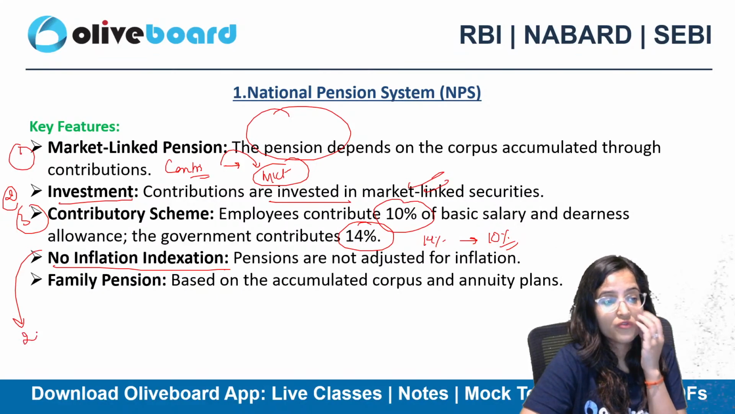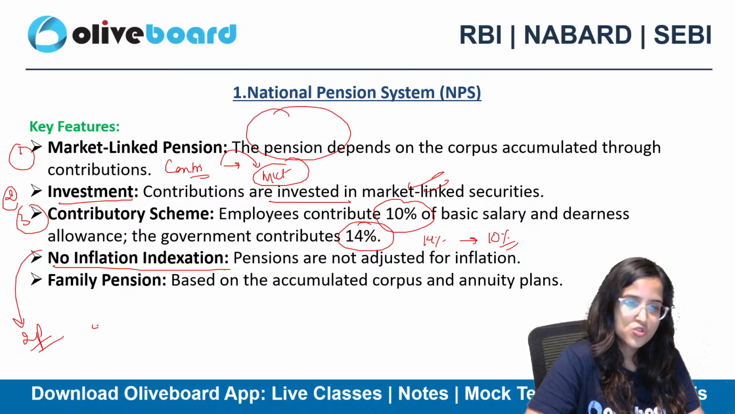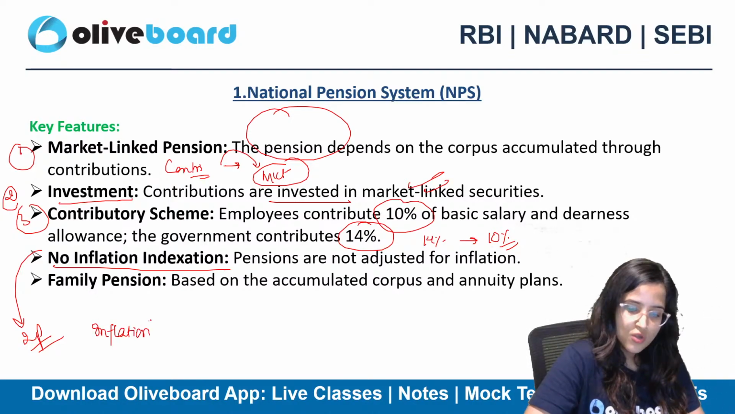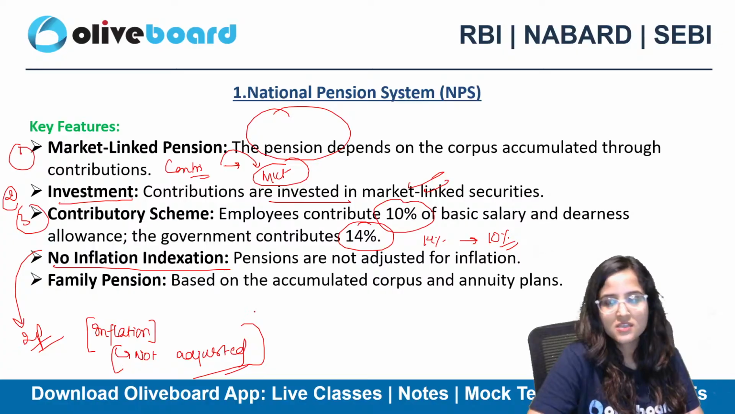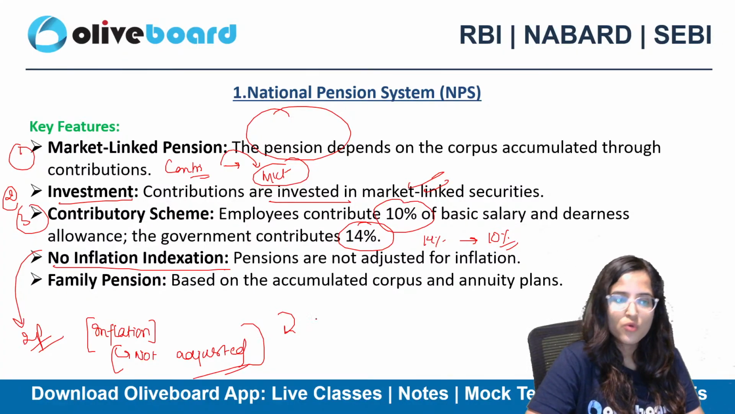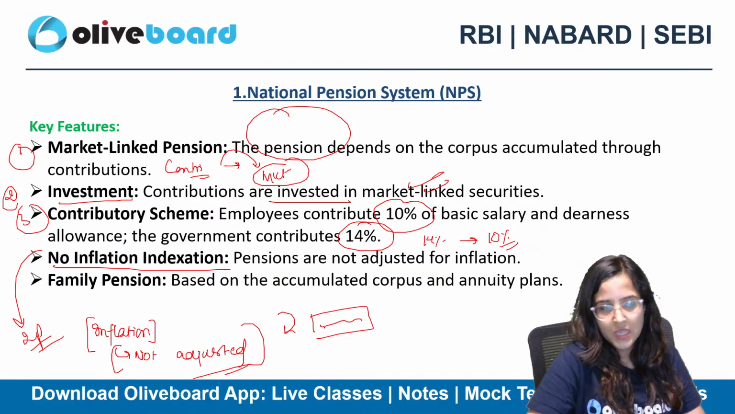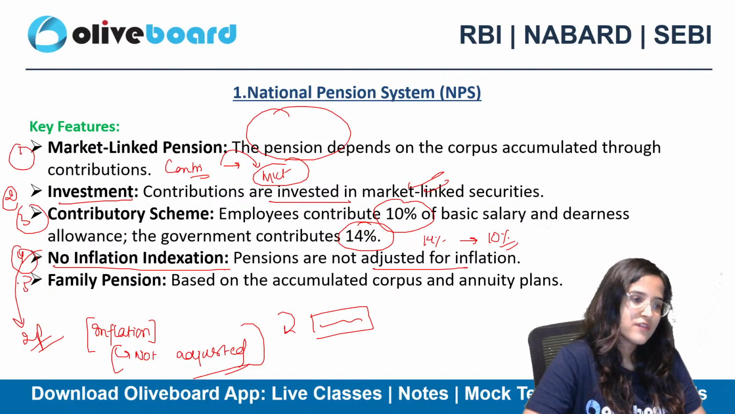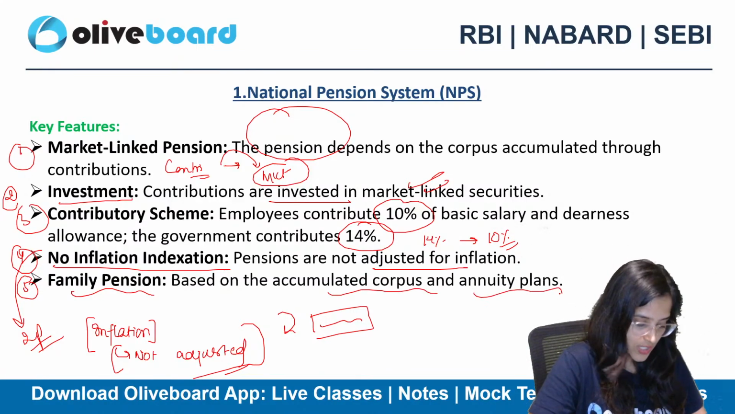Fine. There is no inflation indexation. Very, very important that you have to remember. That means whatever money you are earning, whatever money you are investing, there is no adjustment for inflation. So inflation is not adjusted. That means if the level of prices has increased in the economy, we will not subtract that. We are going to see it in the total sense only. We are not going to subtract inflation. Fine. So there is no inflation indexation. It is not adjusted for inflation. And we have the scenario of family pension also, which is based on the accumulated corpus and annuity plans.